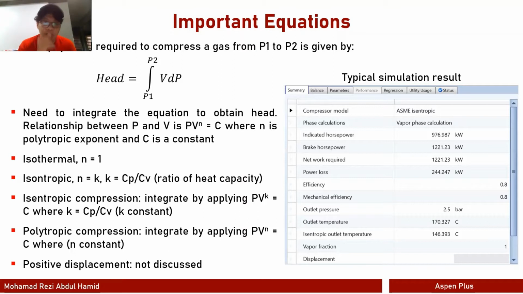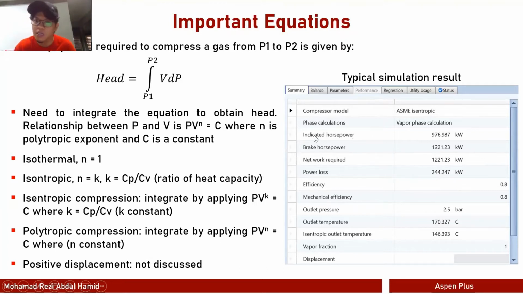First, I want to discuss the important equations that Aspen Plus uses to evaluate some of the important metrics or properties when it comes to compressors. If you run your compressors and then go to the block and choose simulation result, as in this figure at the bottom right, these are the important properties or results that Aspen Plus would calculate.